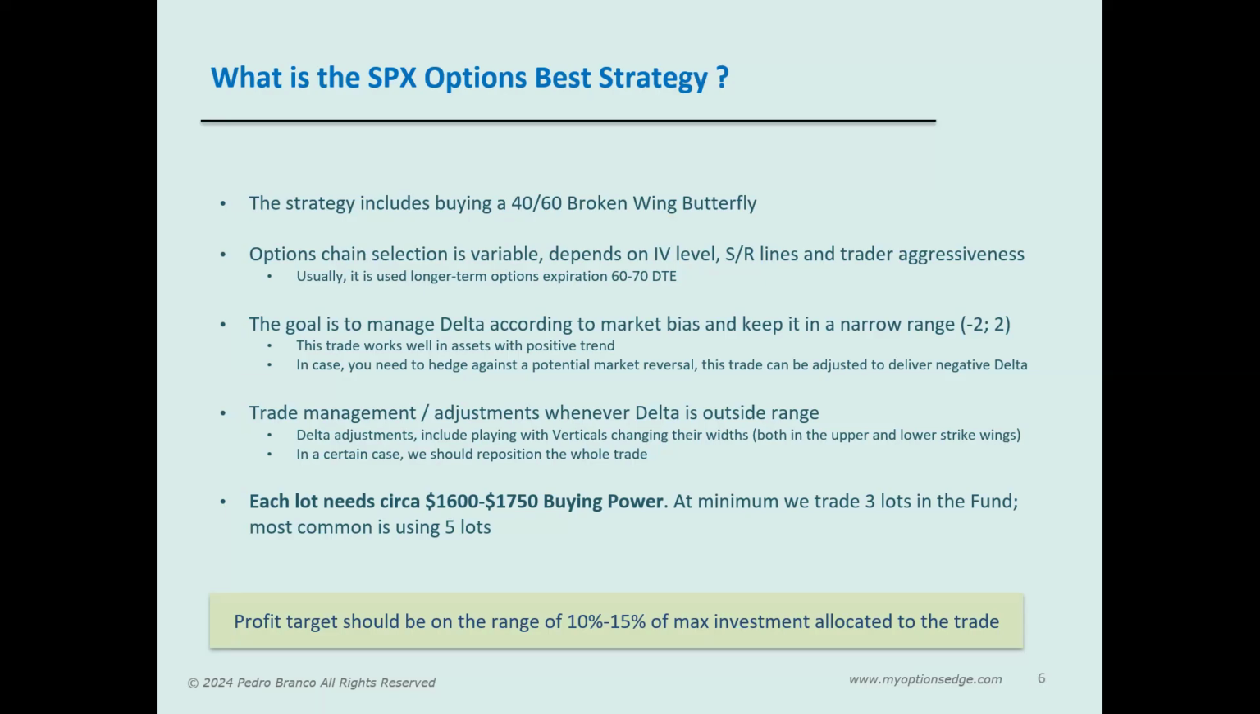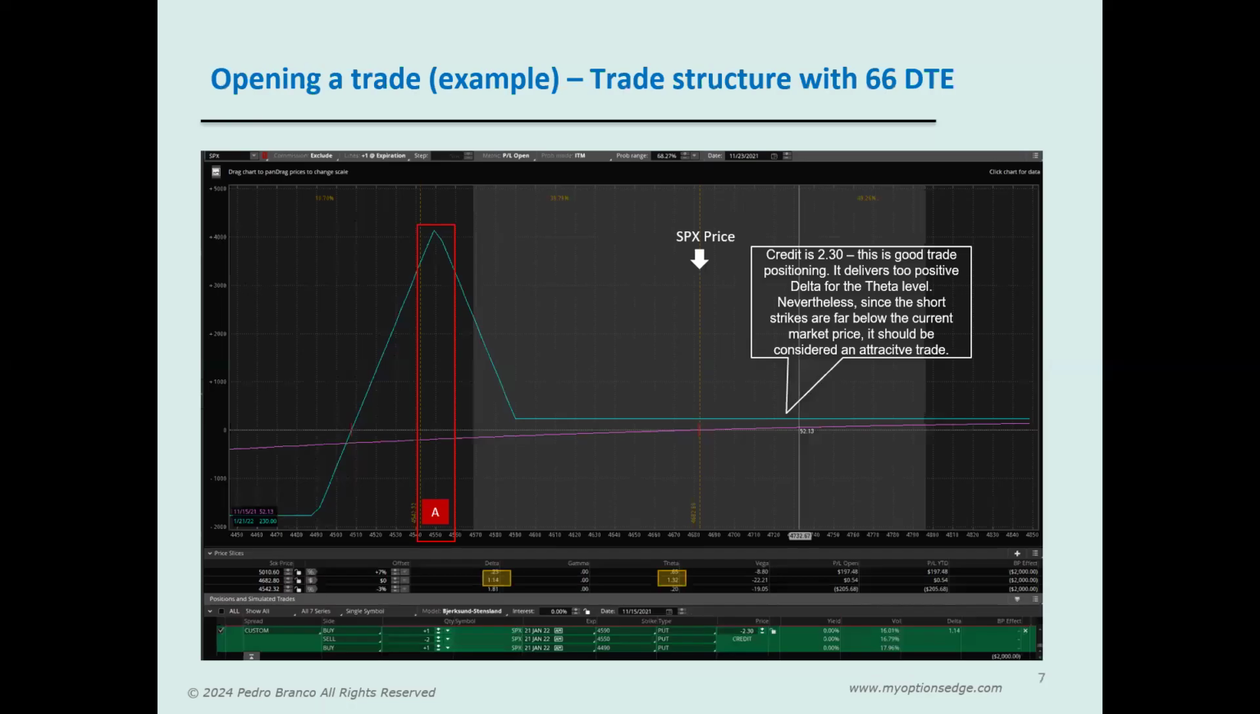Basically, this depends on the volatility levels, but at the fund we use 3 lots at minimum, and we also trade 5 lots. And at any time, we have 2 to 3 trades with different expirations to spread the risk between expirations of this strategy. So this is an example of a strategy that is entered at this moment.